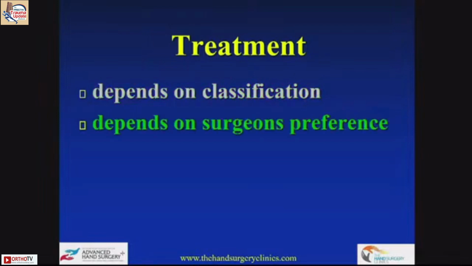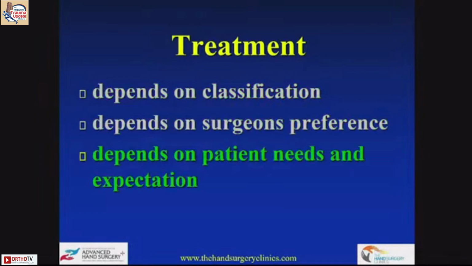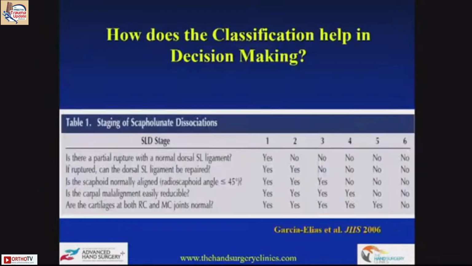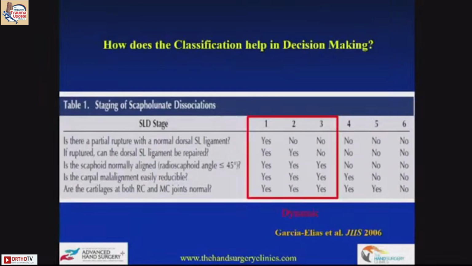Treatment often depends on the classification, the surgeon preference, and the needs and expectations of the patient. Mark Garcia Elias's table here is very useful and very practical in determining what you should do based on answers in yeses and nos to these six questions.